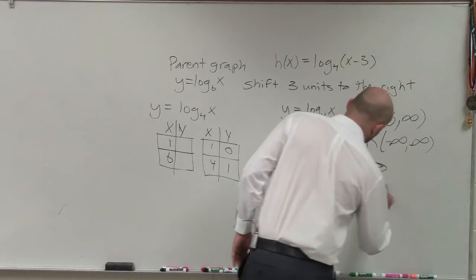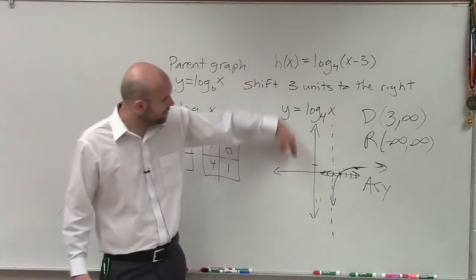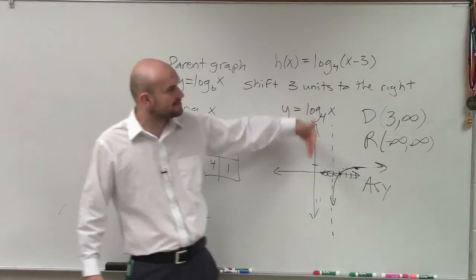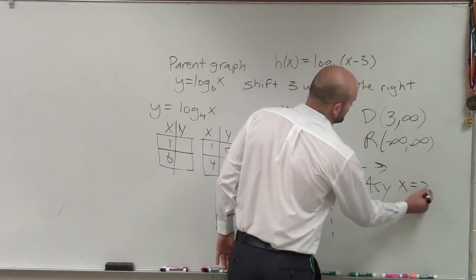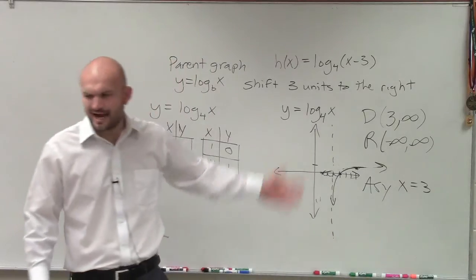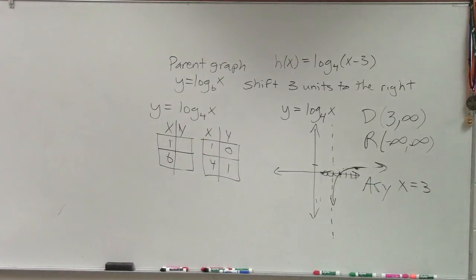And my asymptote, remember, originally is always at x equals 0. But since my graph shifted 3 units to the right, I can say now my asymptote is at x equals 3. All right? I know I didn't ask that for you guys, but I know some of you had trouble with that on your test. So probably well suited.